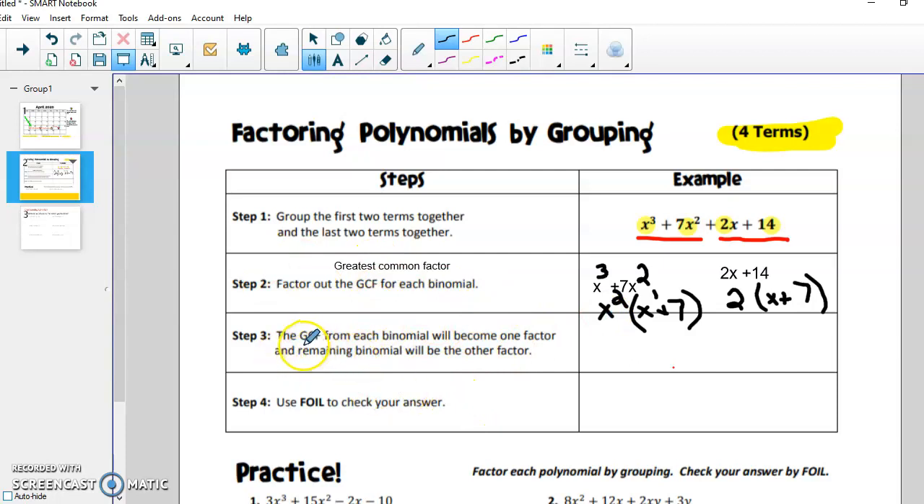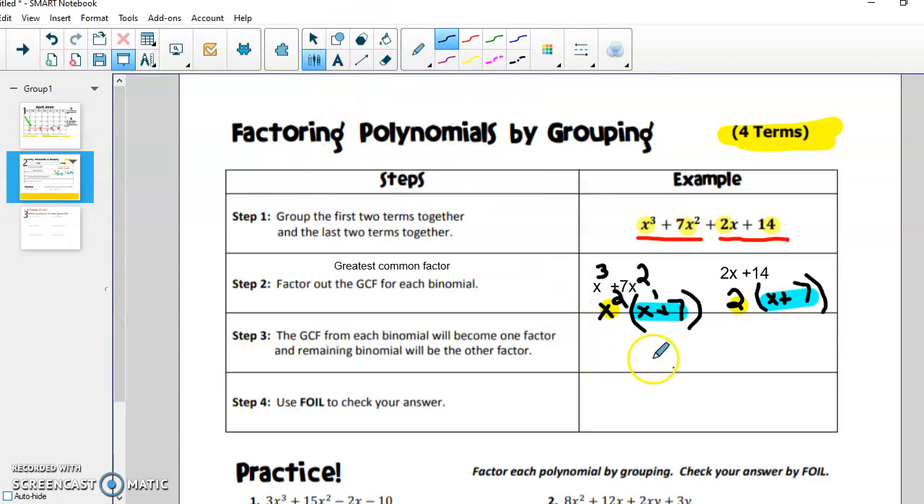Step 3 has us taking all of the pieces that we just found and combining them together. So the greatest common factor from each of the terms that we just separated will become one factor, and the remaining binomial will be the other factor. So here's how we're going to put these together. We are going to take our pieces, our x squared and our 2, and combine them together. And then if we look at what's inside of our parentheses, we see that those two are the same, our x plus 7.